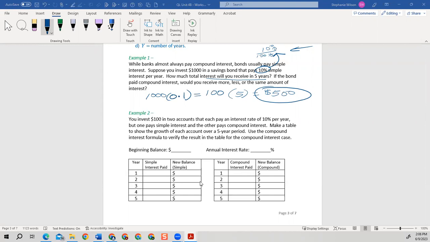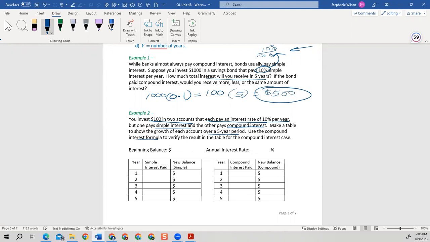All right, so let's do our next one. Our next one says you invest $100 in 2 accounts that each pay an interest of 10% per year. But one pays simple interest and the other pays compound interest. Make a table to show the growth of each account over a 5-year period. Use the compound interest formula to verify the result of the table for the compounded interest case.